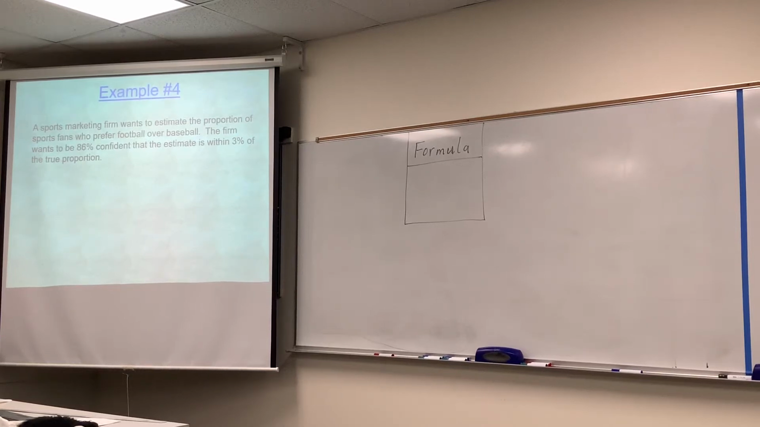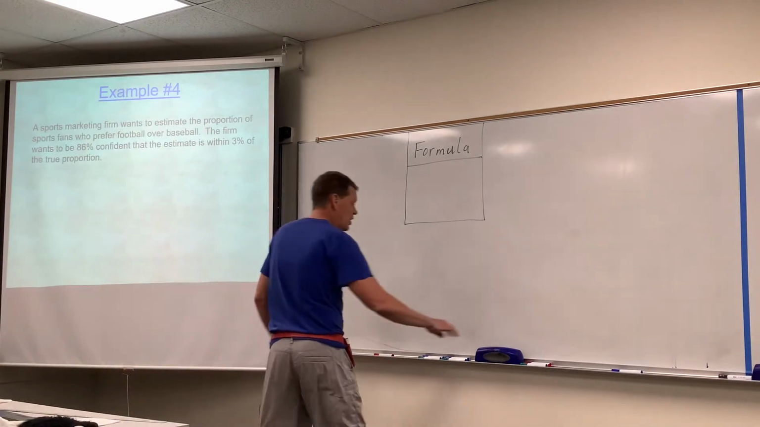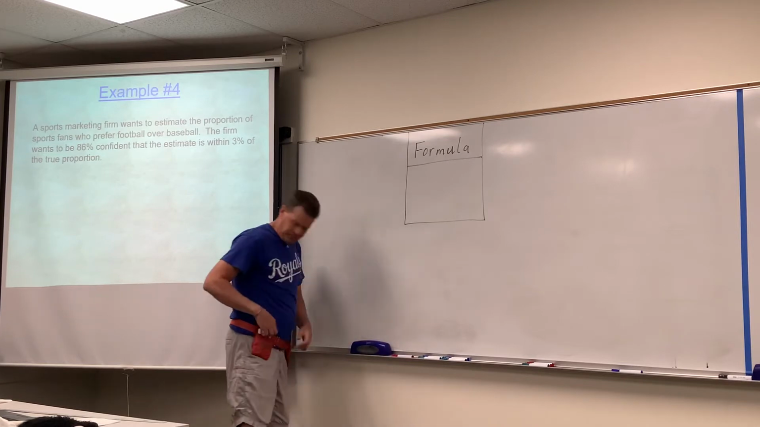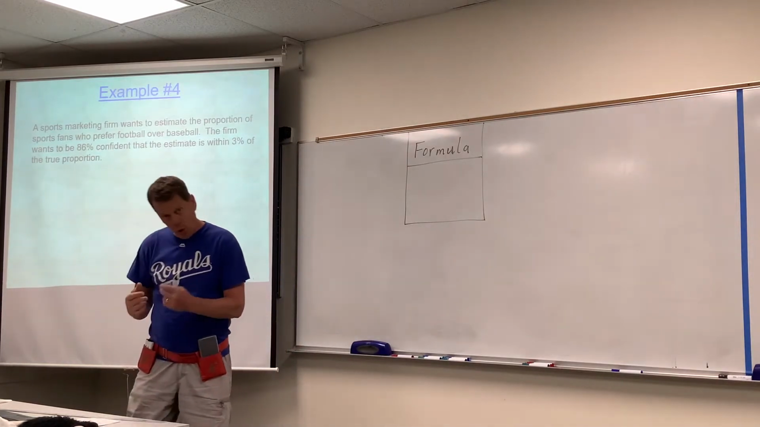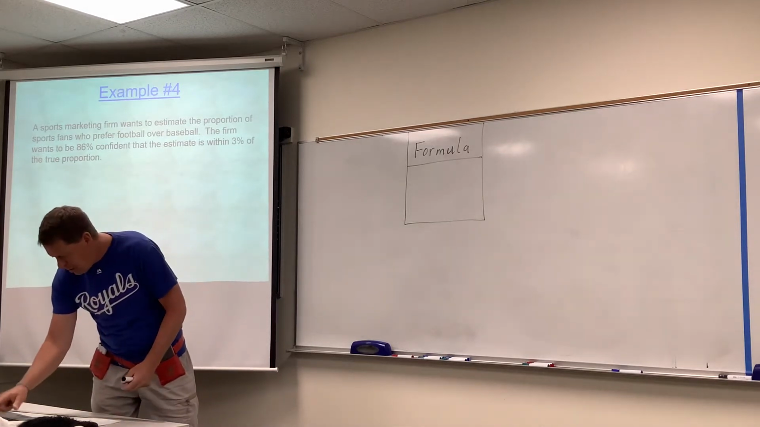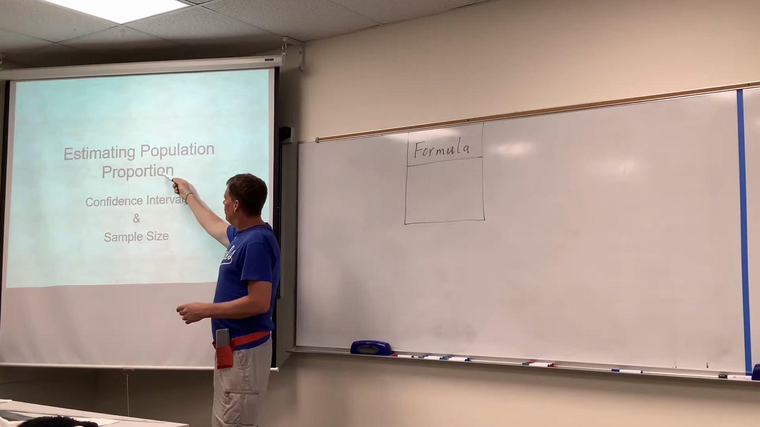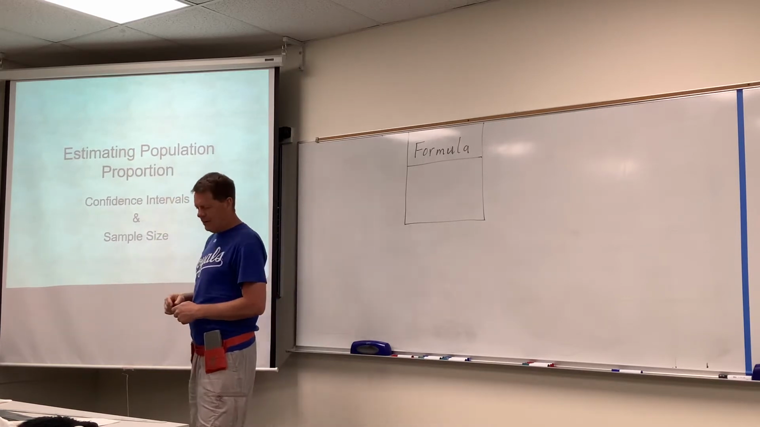All right, here we go. Example number 4, estimation, estimating a proportion, which again is fancy language for percentage. So, here we go. A sports marketing firm wants to estimate the proportion of sports fans who prefer football over baseball. We're estimating a proportion. Is it a confidence interval or a sample size kind of question?